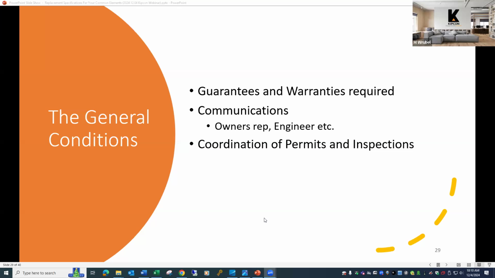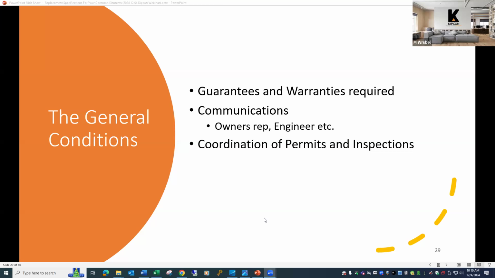And also communication is very, very important during a construction project. When I am involved in contract administration oversight of the project, I always ask that any correspondence should include the owner's representative and the contractor. This way, there's no game of telephone, there's no missing information. Everybody has the same information. So communication is very important.